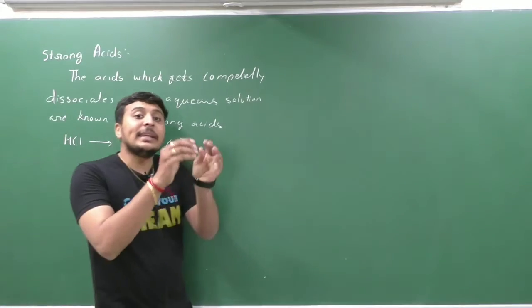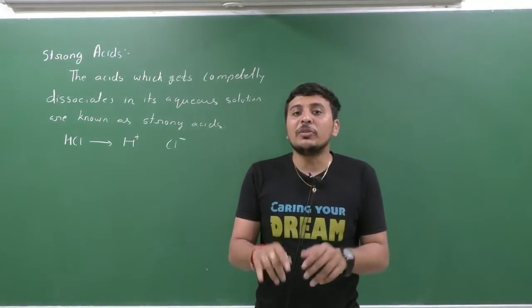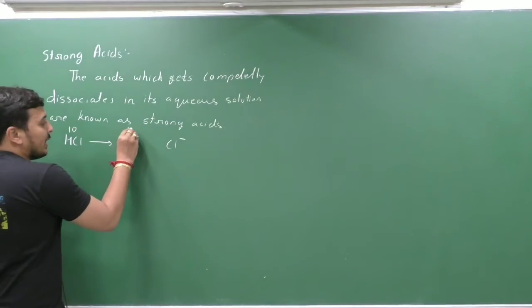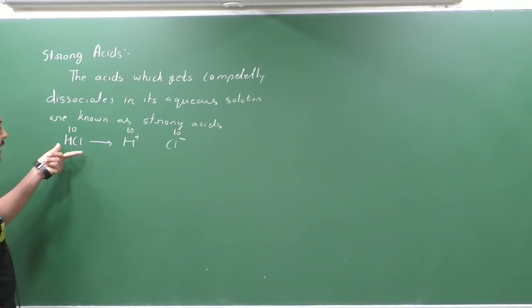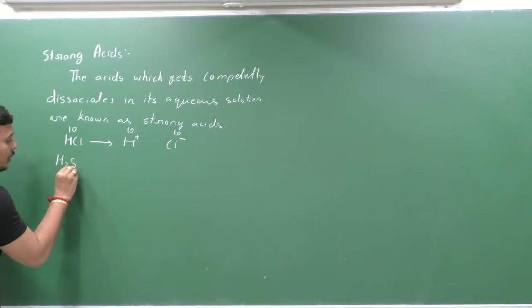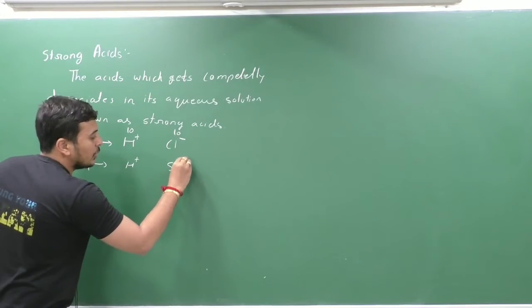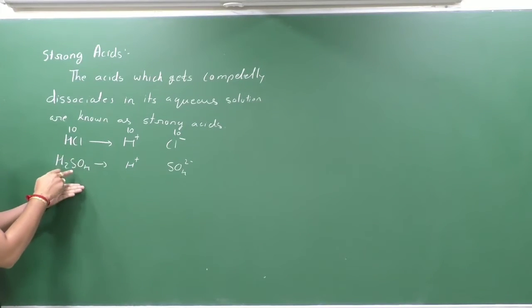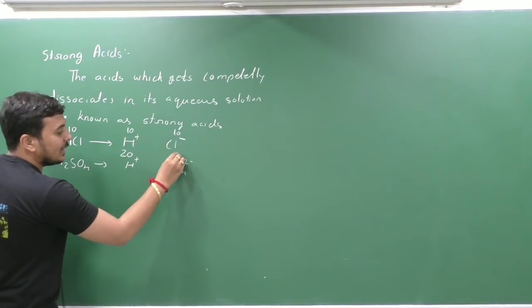Suppose I am adding 10 molecules of HCl into the water. Then each and every HCl will be divided into H plus and Cl minus. So if I am adding 10 HCl, then 10 H plus, 10 Cl minus. What about H2SO4? It will also convert into H plus and SO4 2 minus. Clear? So if I am adding 10 H2SO4 into the water, then I will have 20 H plus and 10 SO4 2 minus.